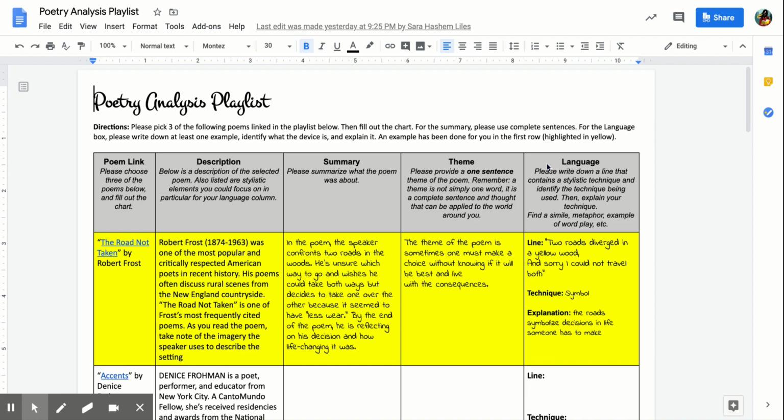Why do you think the author chose to use that technique and line? What did they want the audience to understand about the poem and their ideas? Let's look at the example together. In the first column, you'll see a link where you can read the poem. And then here you see a little bit of background information about Robert Frost and the types of poems he writes. Pause the video here so that you can read the poem before we talk about it together.